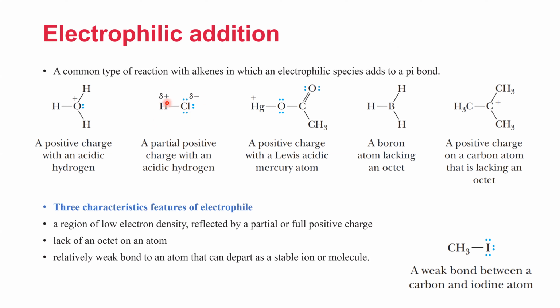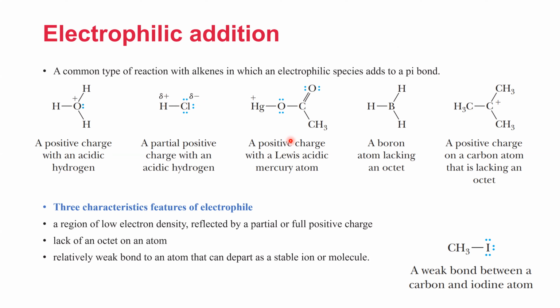And here you can see that H is getting the partial positive, and Cl is getting the partial negative, because they are not completely giving or taking up that electron. They are mutually sharing, so they are in a shared position, so that's why they are assigned the partial positive and partial negative charge.